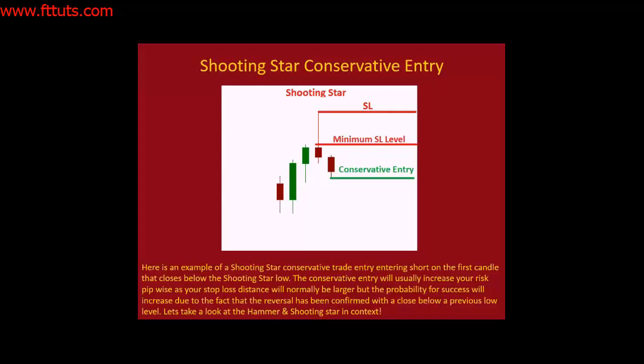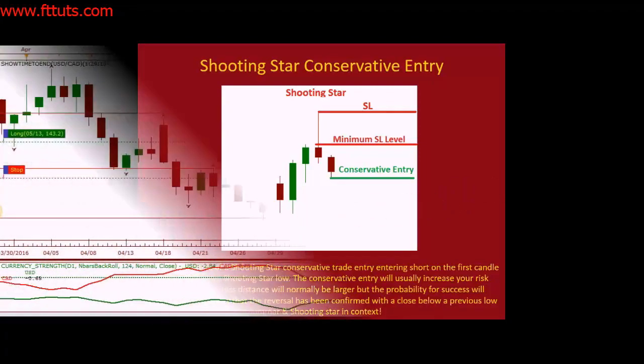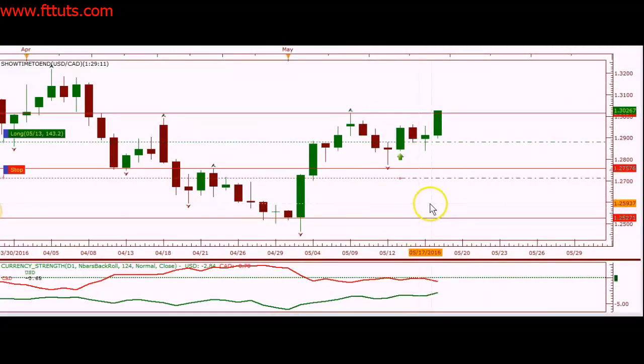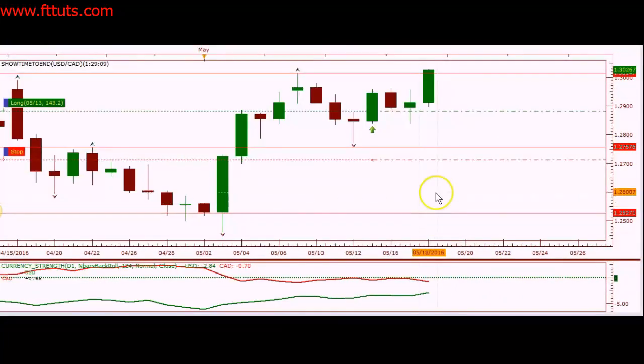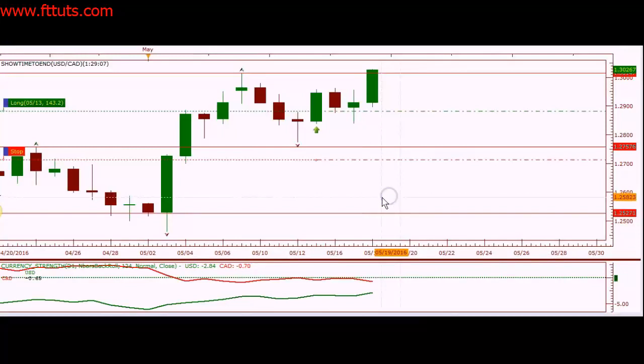Let's take a look at the hammer and shooting star in context. Okay, so before we get started here, let me show you a live trade that I'm in right now. And basically I use the techniques that I'm getting ready to show you about.